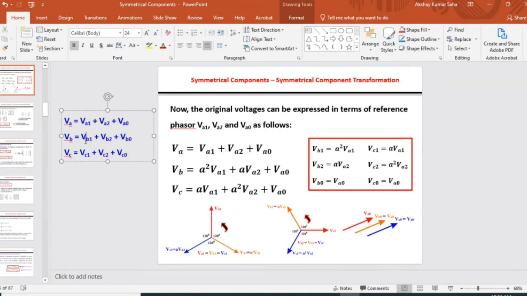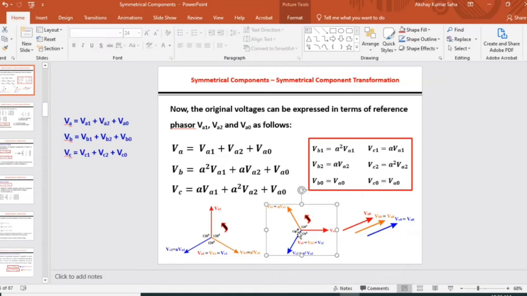But now when we come to VB1 to be expressed in terms of the reference phasor, which is VA1, and VB2, which needs to be expressed in terms of the reference phasor, which is VA2, I don't remember this relationship between VA2 and VB2, for example. So what I can do is go to the diagram here.